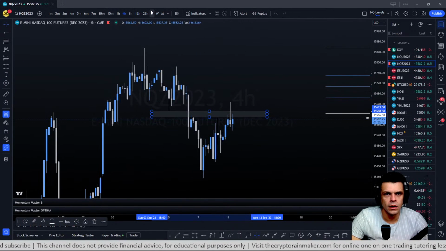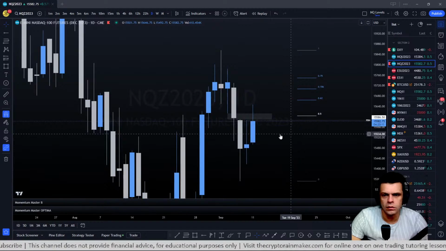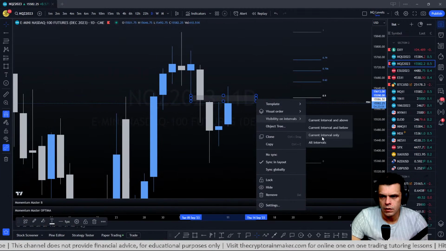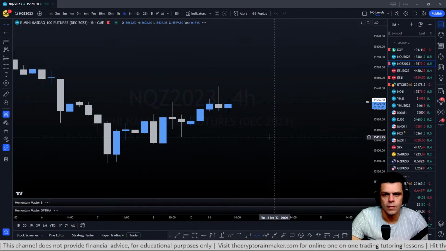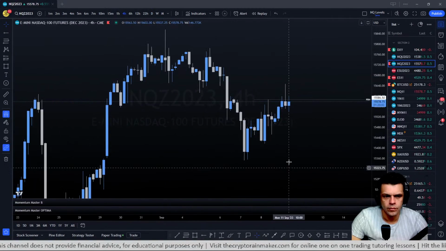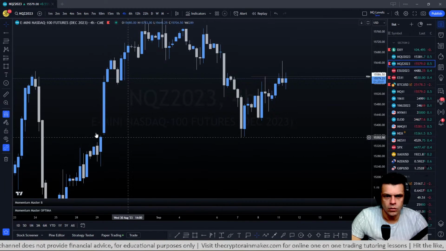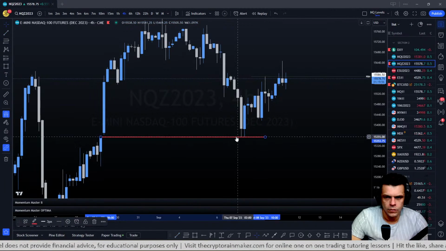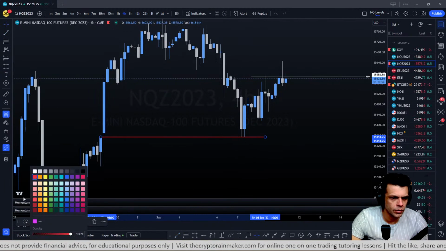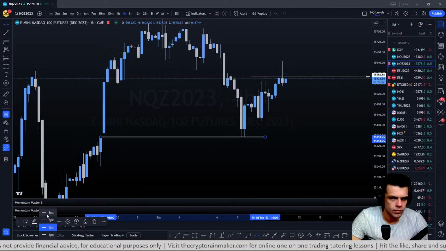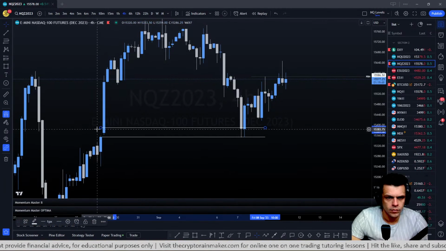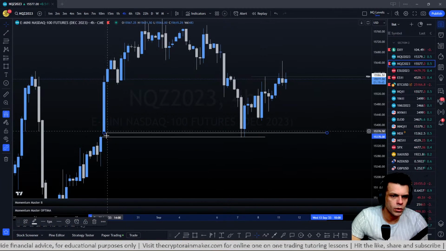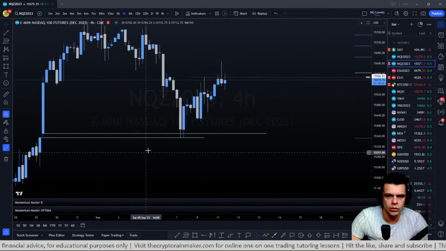Okay, so this was that daily imbalance. I'm just gonna hide that. Current interval only. Also came right into this little imbalance right here. See how precisely it came into this area again. These imbalances work very well to find support and resistance areas.